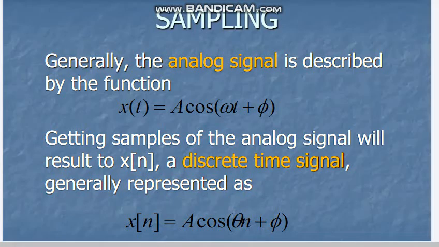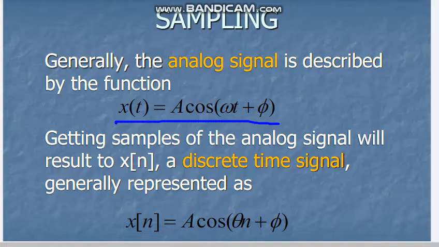Okay, my dear students, now we are going through a deep analysis of the three processes: what the sampling, quantizing, and coding do. First of all, we have taken an analog signal. As you can see here, that is a function of time. Getting the samples of the analog signal will result in x[n].